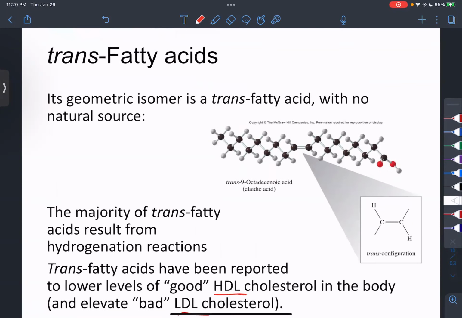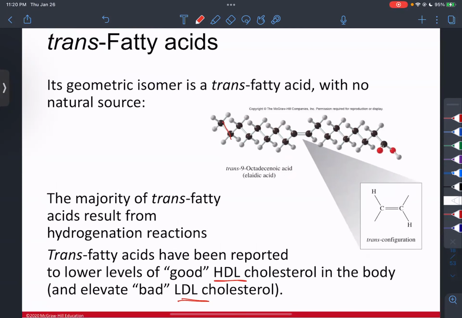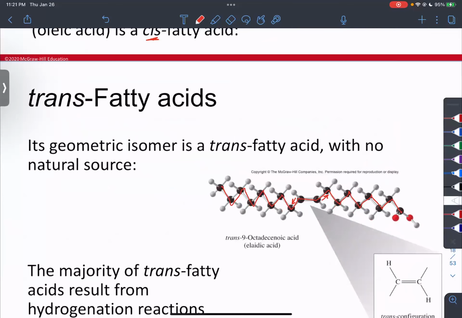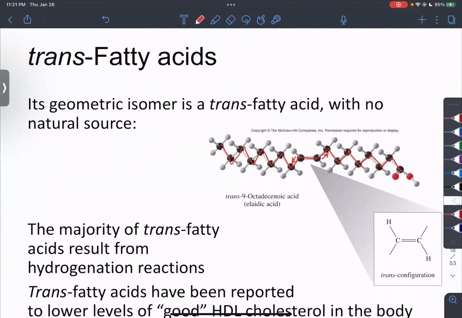And so if you look at the difference, what you can see is if you're following this parent chain, follow the parent chain, and then we're going to zoom in and we're going to see here, the parent chain is going down here and it's going up here. And so you know that that is a trans fatty acid.